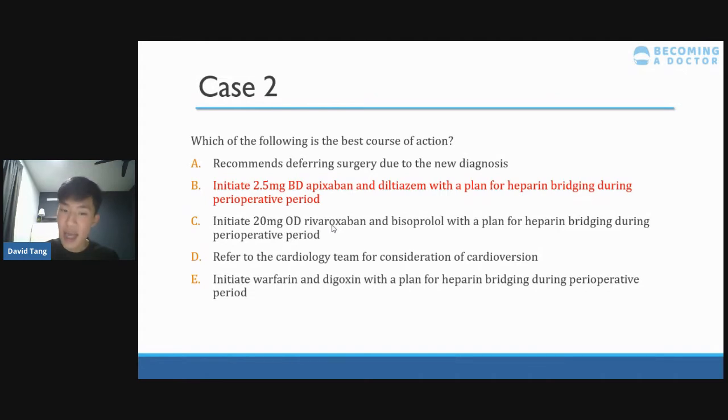And on top of that, they need to be on a strict diet, whereby they cannot increase their vitamin K intake unknowingly. For example, eating too much kale actually deranges the INR. So apixaban is a good option for an old lady who is going for surgery. And it's easy to bridge and stop as well.